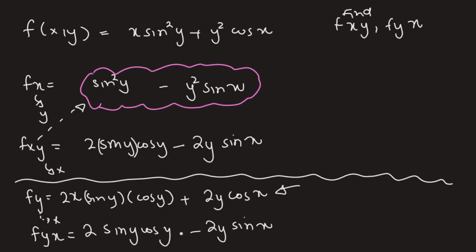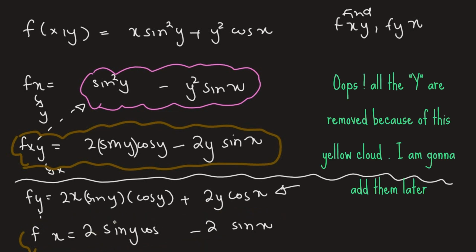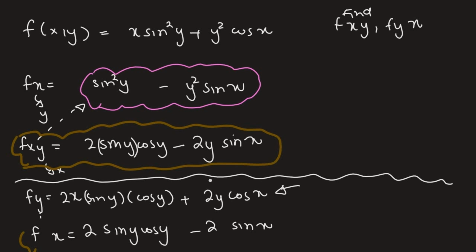Did you notice that we got the same answer again, f of x of y and f of y of x? We got exactly the same thing. 2 sine y cosine y negative 2y sine x. So it's exactly the same thing that we got, okay?